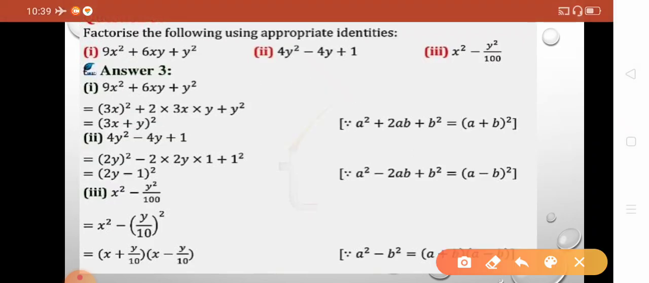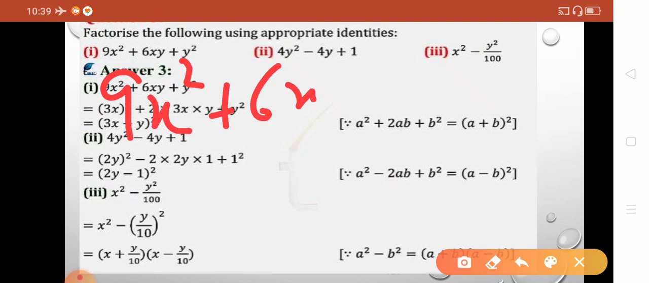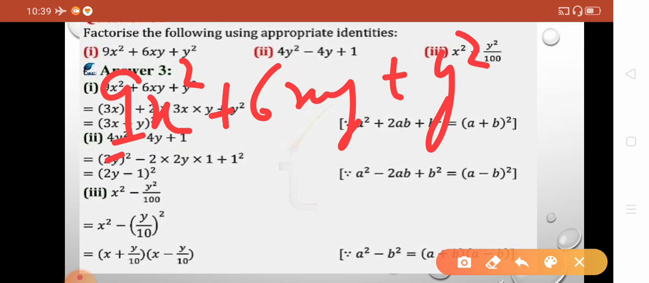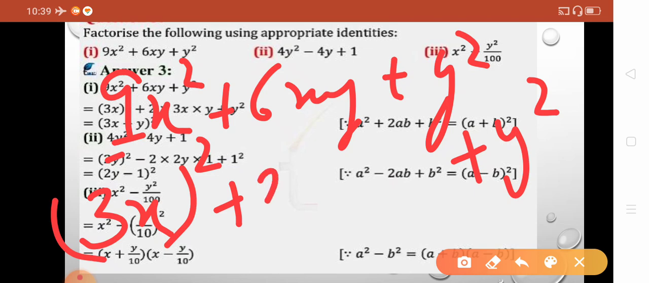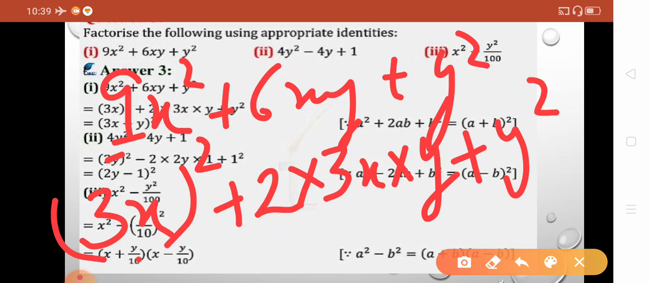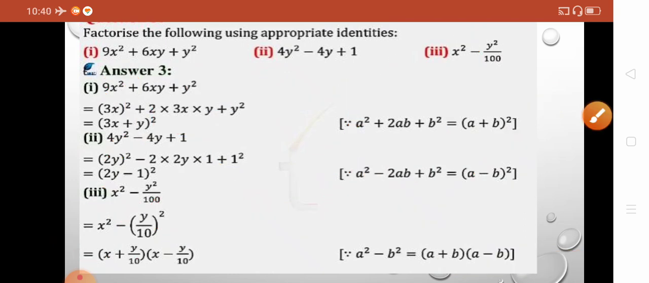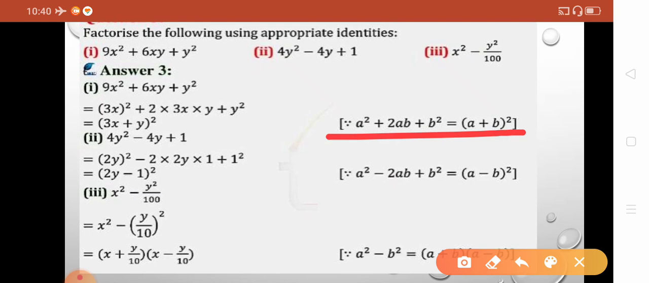Factorize the following using appropriate identity. Now you have to find out which identity is used here. That means the right hand side is given, and you have to find the left hand side. This is 9x² + 6xy + y². As you know, 9 is the square of 3, so we can write it as (3x)², and this is your y². Here we can write 6xy as 2 into 3x into y. So this is your a² + 2ab + b², that is equal to (a + b)². So we will write it as (3x + y)².